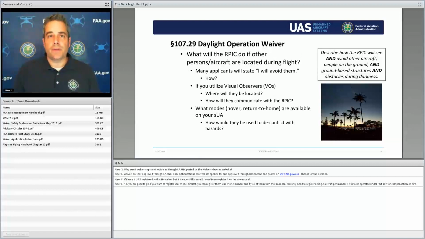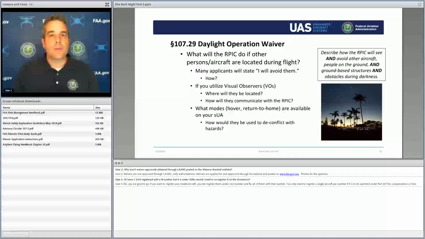So now what do we do if other people or aircraft are located during the flight? This is a big question where we get a lot of the what, but not a whole lot of the how. So a lot of applicants will say, I will avoid any aircraft or helicopter or person that enters my area of operation at night. Great. How are you going to do that?